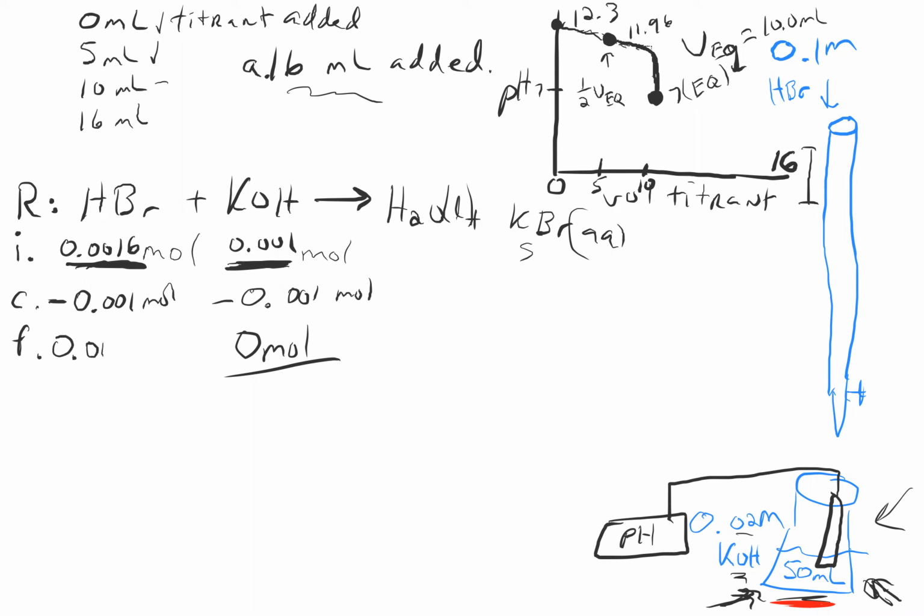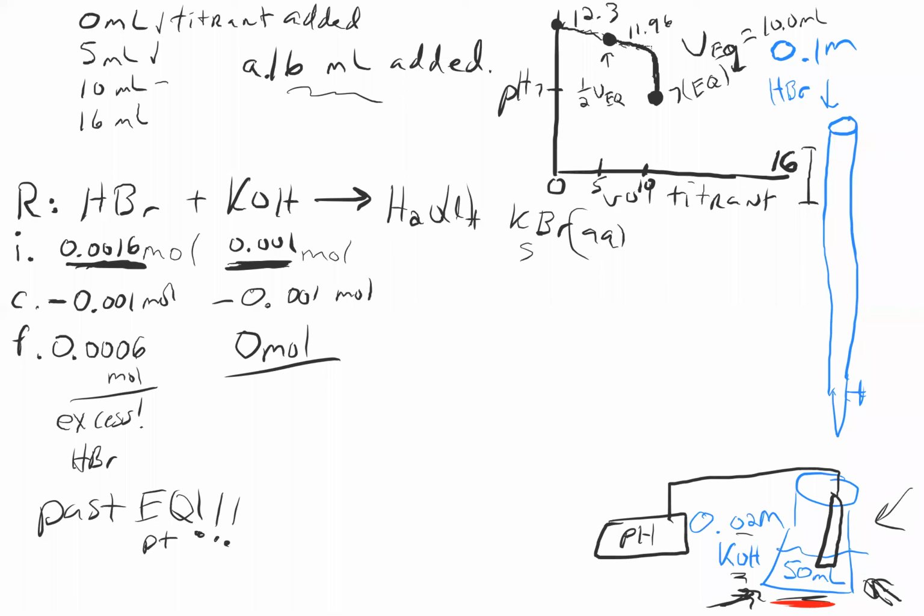And as a consequence, I'm going to have an excess of HBr now. I am past my equivalence point, which is not a big surprise to us, is it? Because we knew 10 milliliters was our equivalence point. But now we know just how many moles past we are. Now, because I know HBr is a strong acid, it dissociates 100%, making H+. So the concentration of HBr in this solution is really the same as the expected H+ concentration, or H3O+ concentration.